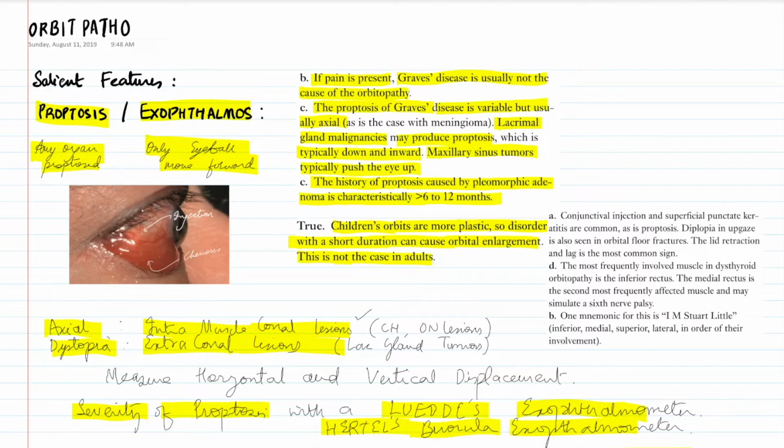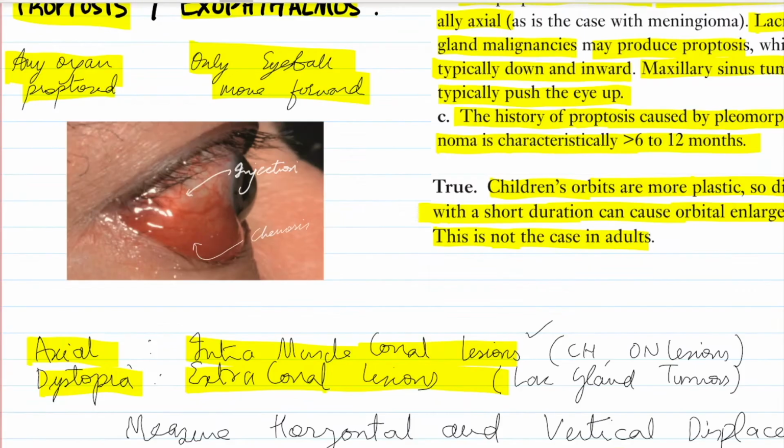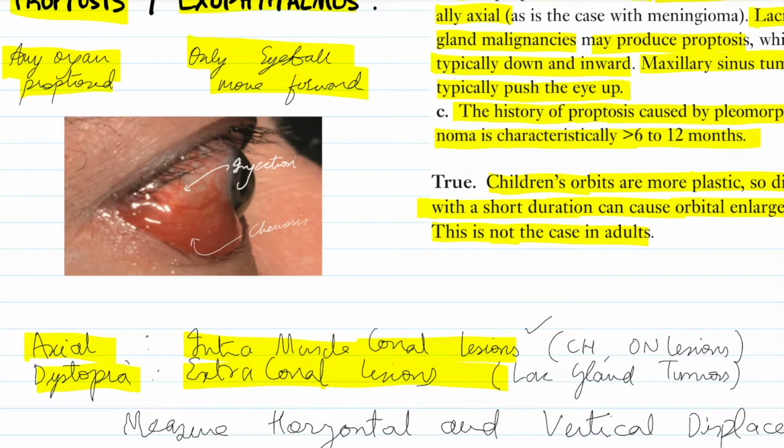Now looking at this diagram, this is a fairly common presentation in cases of orbital pathology. Here you can see there is some conjunctival injection, whereas in this area you can see that there is edema in the conjunctiva, which would be called chemosis.